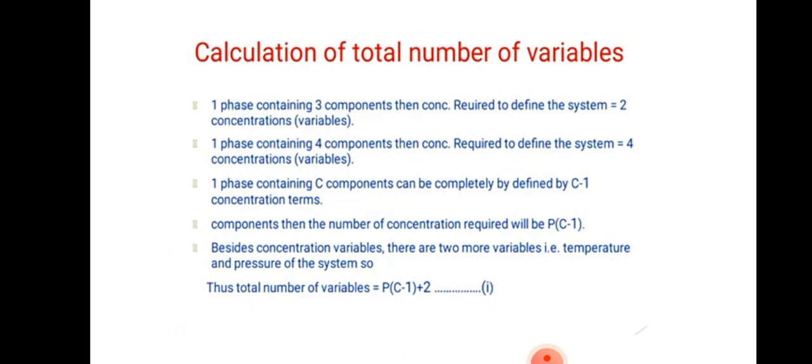To define the composition, suppose there are 2 components A and B in a single phase. If the molar concentration of A is known, the molar concentration of B can be simply obtained by difference. A single phase having 2 components can be defined by one concentration term. So similarly, a single phase containing 3 components can be defined if concentration of 2 components are given.